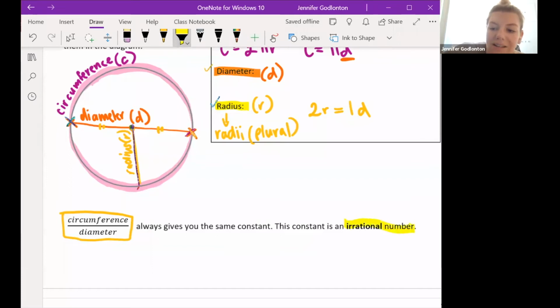It's called an irrational number. Can someone tell me what it means for a number to be irrational? As a hint, think about like if your parents are being irrational, what does it mean? Like what would they do when they're talking to you? They're gonna think about it like that.